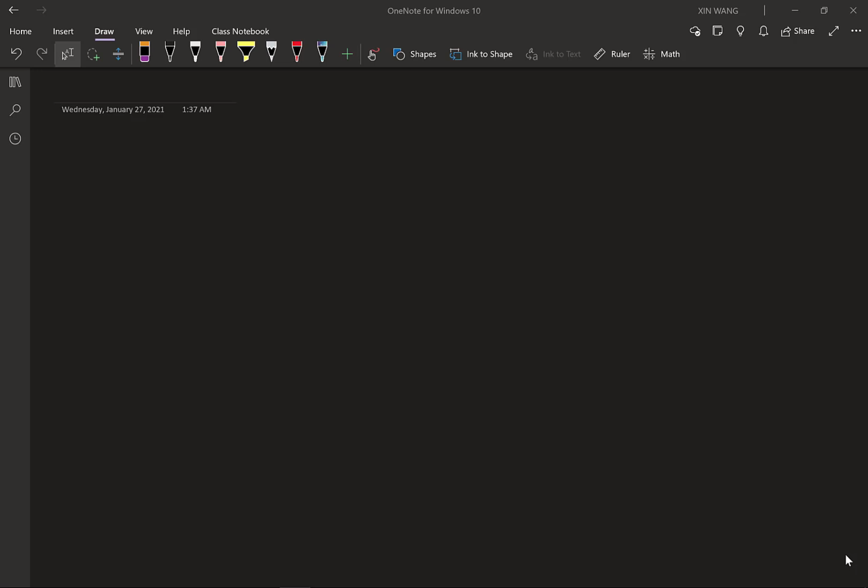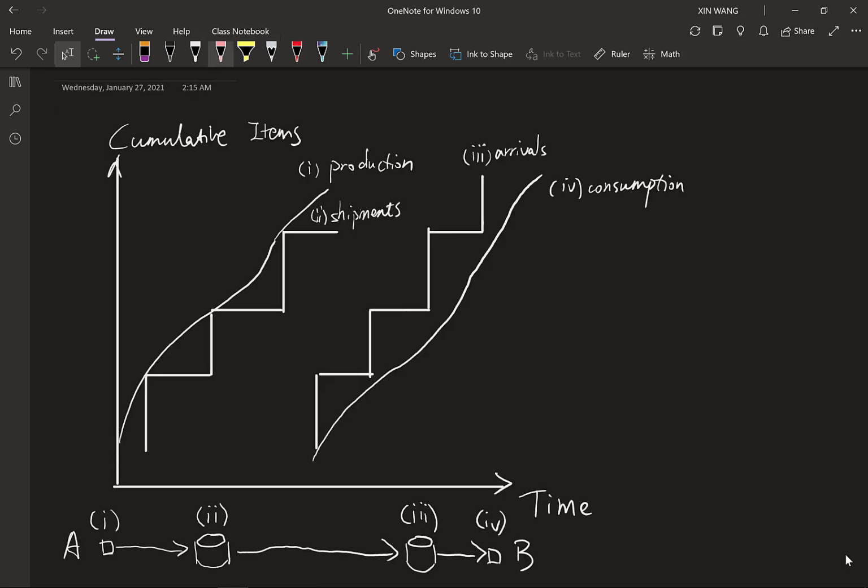Recall that the one-to-one system can be illustrated by these four-step cumulative curves. So we can see from the figure the decision for this system is when to dispatch a vehicle. That is the time decisions for dispatch.